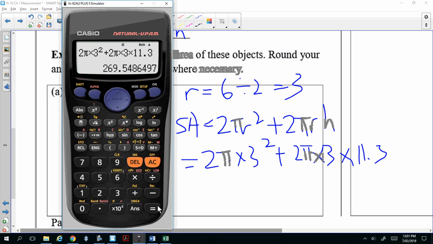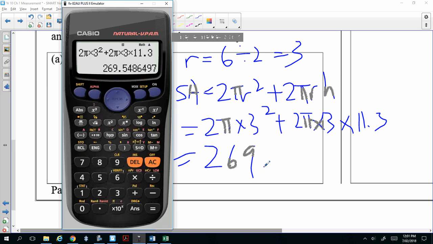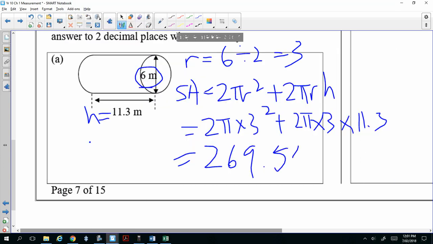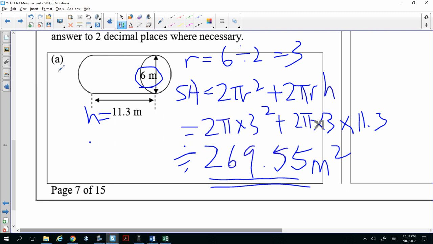Good. All right. So we got that. Okay, so we write it down correct to 2 decimal places. So 269.55. Any question? That will be square meters because this is an area. Okay, done. Question? Yep. All right.